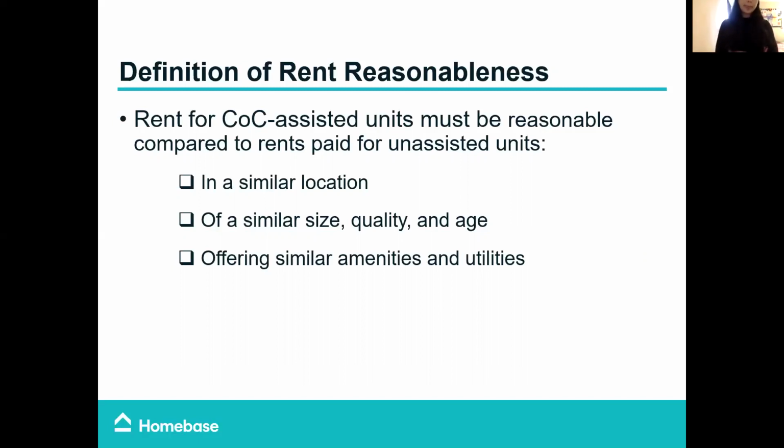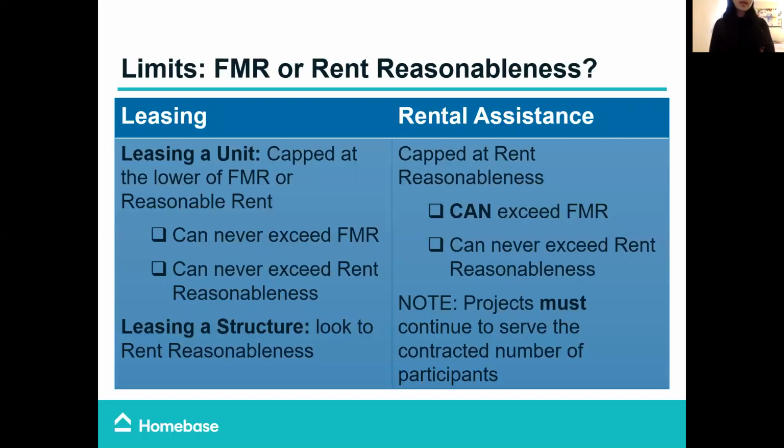Next slide, please. So now we're going to cover whether you'd look to FMR or rent reasonableness to determine capped limits. So for leasing a unit, you can never exceed FMR or rent reasonableness because you're capped at whichever is the lower of the two.